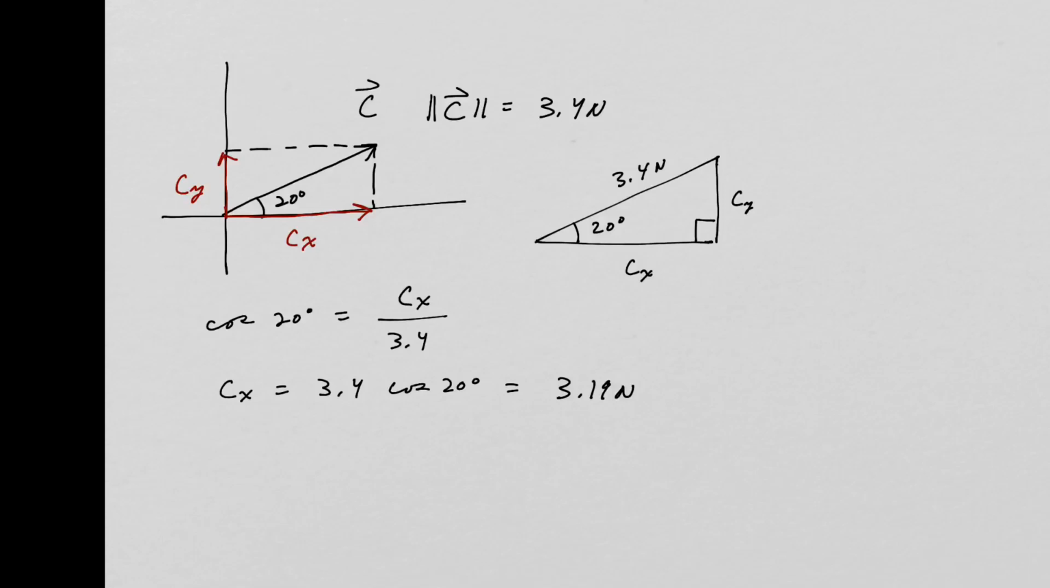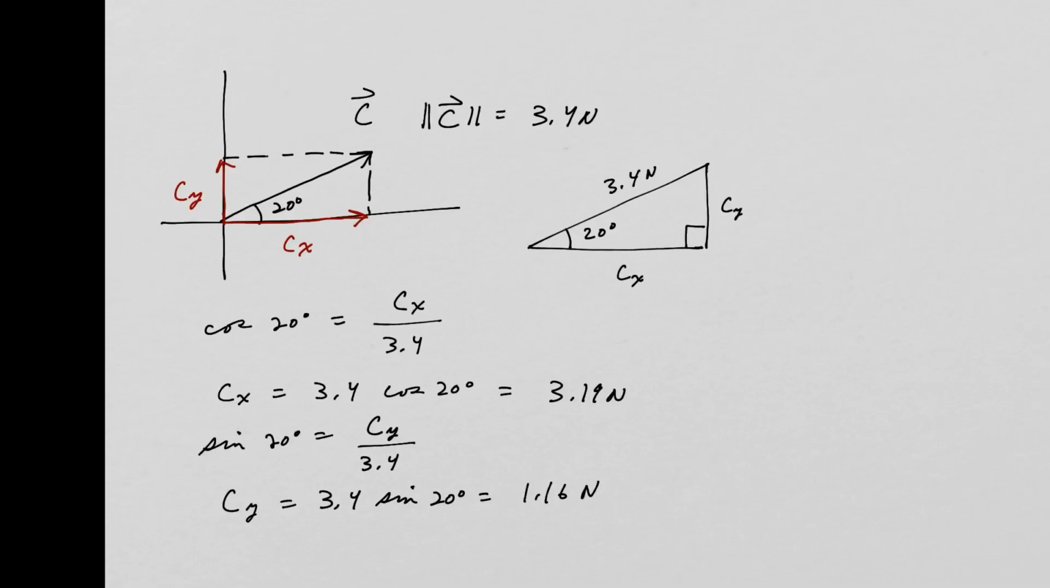And then for the Y, well, I know that sine of 20 is equal to opposite, which is CY over hypotenuse. Therefore, if I multiply both sides by 3.4, I'm going to get CY is equal to 3.4 times sine of 20. And that's equal to 1.16 newtons. And again, it's positive because CY is going up. So then C, written in bracket notation, will be 3.19 comma 1.16.